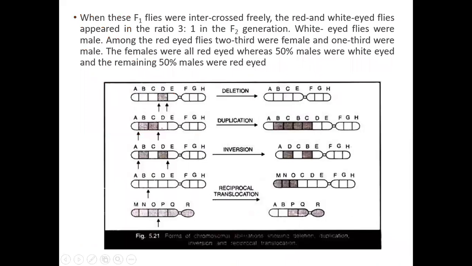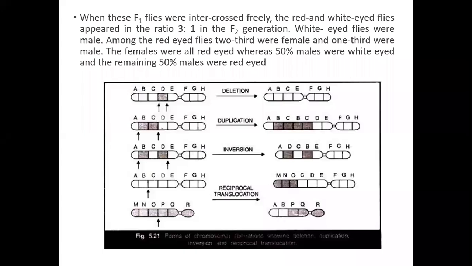So when these F1 flies were intercrossed freely, as I said, the red and white flies appeared in the 3:1 ratio, so three are red and one is white. The white-eyed flies were male only, because they carry the recessive. Among the red-eyed flies, 2/3 were female and 1/3 were male. The females were all red-eyed, whereas 50% of the males were white-eyed and the remaining 50% of males were red-eyed.